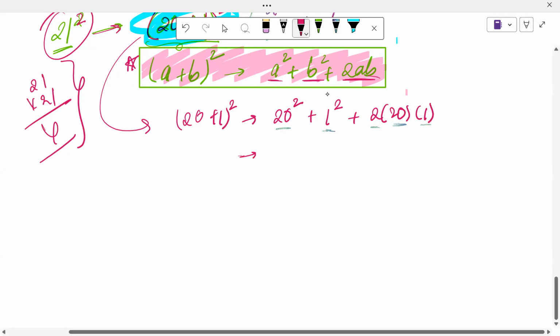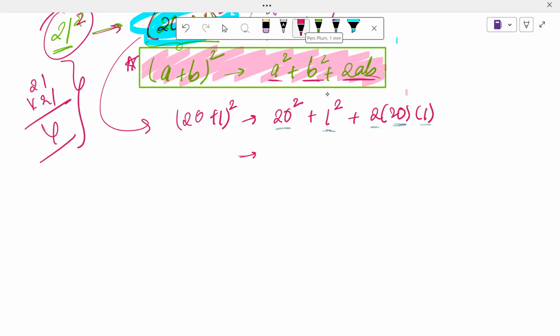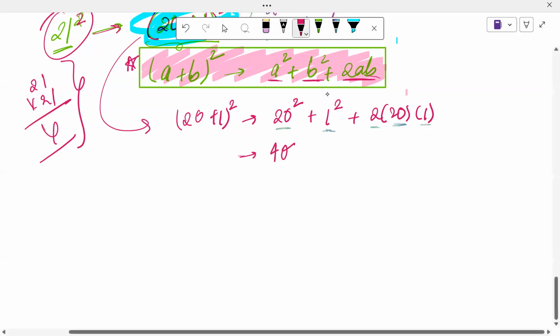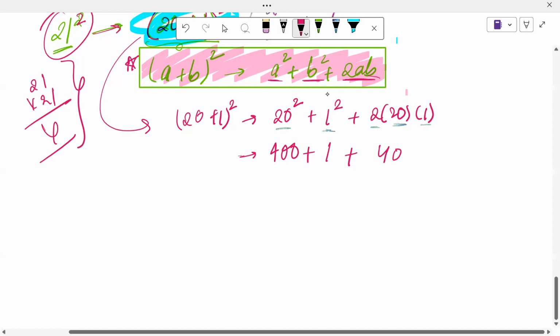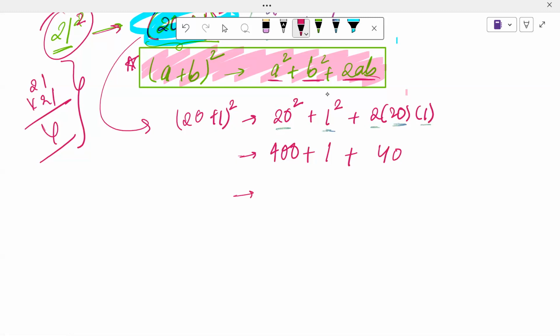Okay, what is 20²? Ma'am, 400. Yeah, 400. What is 1²? 1. 1 only. What is 20 into 2? 40. 40 into 1 is 40 only. Okay, now just add these numbers: 400 plus 40 plus 1. Ma'am, 440. 441. Yeah, you have 441.